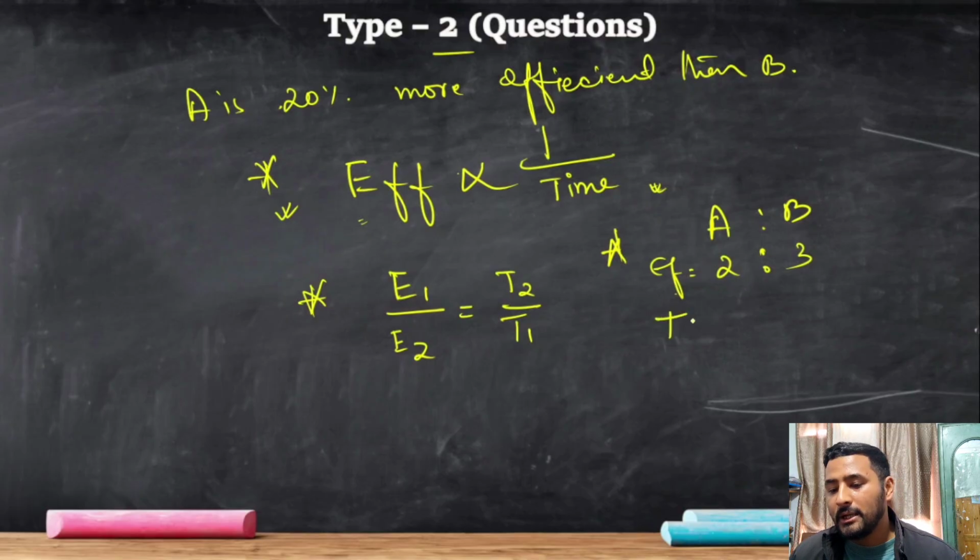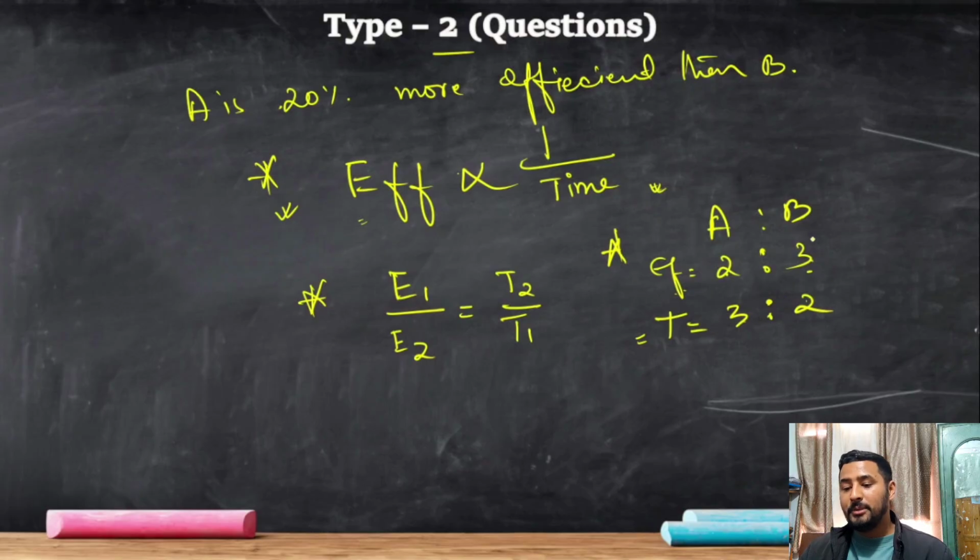If so, time will be inversely proportional. Inversely means just the reciprocal of this one. So you should do 3:2. Automatically you should remember time will be 3:2, just the opposite of efficiency. If the efficiency of A is 2 and B is 3, then time will be what?